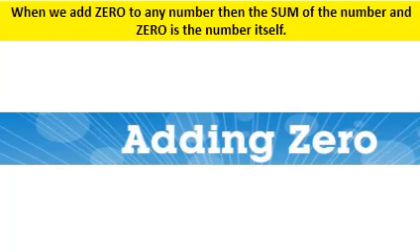The next thing that we are going to learn is about adding 0. What do you mean by adding 0? So children, when we add 0 to any number, then the sum of the number and 0 is the number itself. So let us see how it is so.